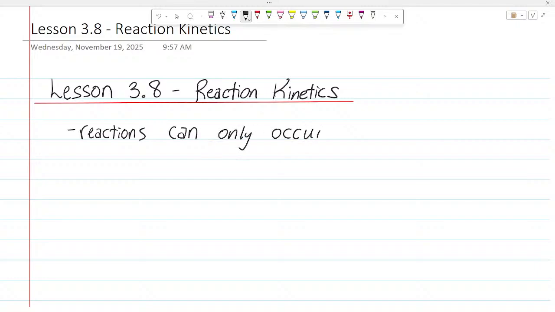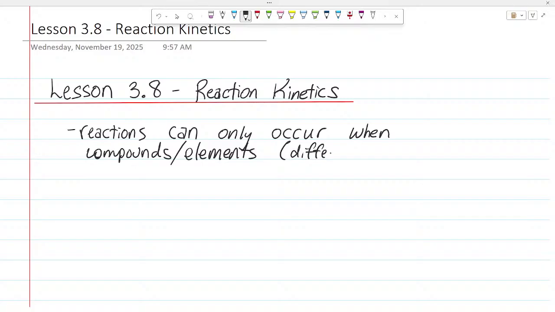Absolutely. So reactions can only occur when compounds, elements, and we're going to put the term here, different species. That's a term we use in chemistry. The species involved in the reaction collide with one another.